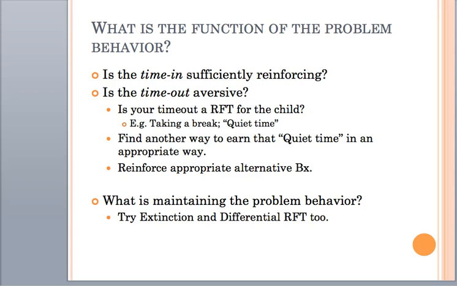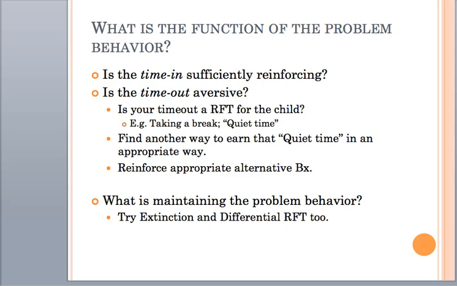Are they getting quiet time away from the activity? If so, then find another way for them to earn that quiet time in an appropriate way. Make an effort to reinforce appropriate alternative behaviors. Plan your intervention to include reinforcement for appropriate behaviors.